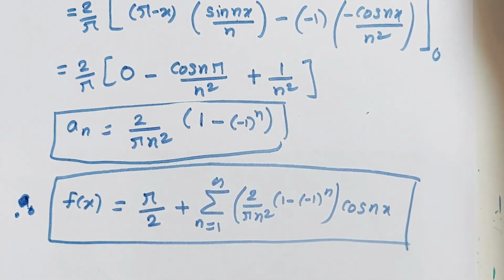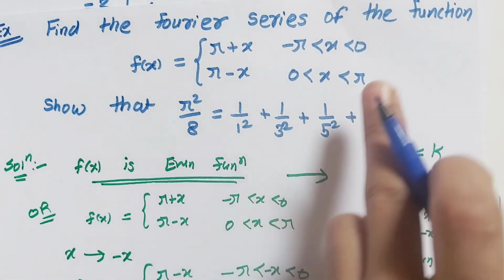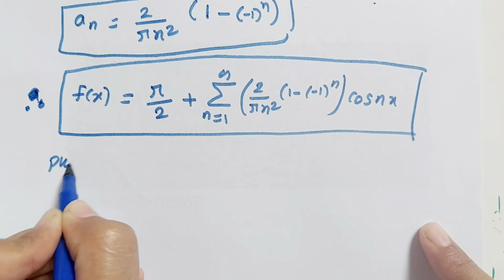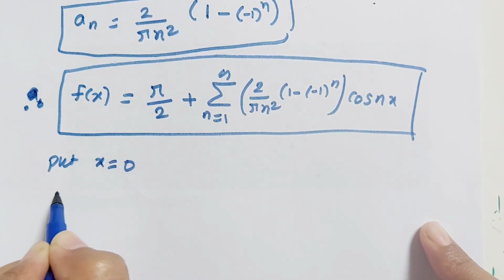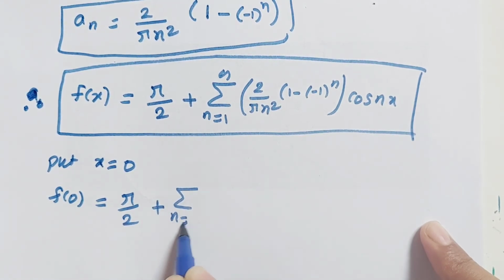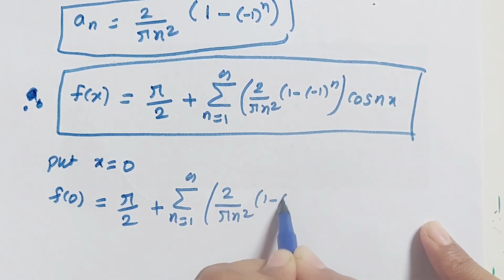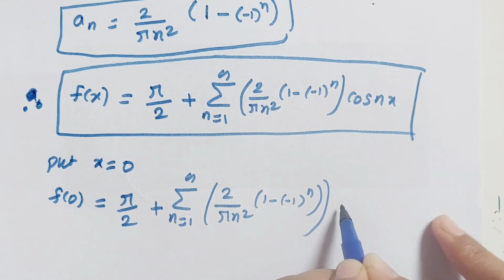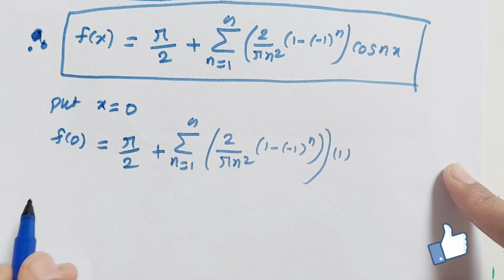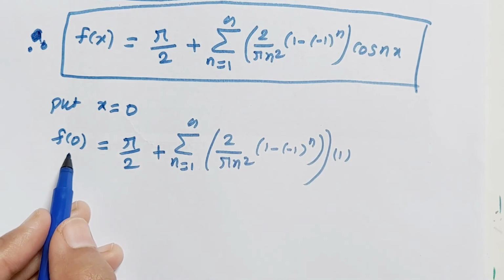Now we have to solve the additional question, that is, show that pi square by 8 is equal to this one. For that we have to put x equals 0. So if we put x equals 0, we get f of 0 equals pi by 2 plus summation n running from 1 to infinity, 2 divided by pi n square, 1 minus (minus 1) raised to the power n, and cos of 0 is 1. Now in the next step, expand this function and find the value of f of 0 also by the Dirichlet condition.